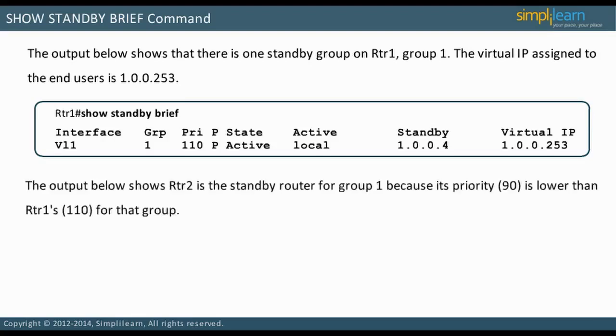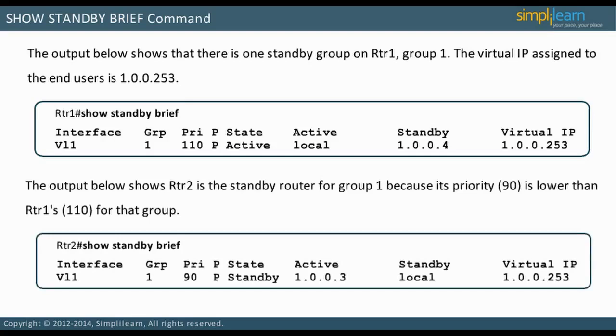Now let us look at RTR2. RTR2 is the standby router for Group 1 because its priority, 90, is lower than RTR1's, 110, for that group. The real interface that is serving as the default gateway and handling routing requests is the IP address of an interface on RTR1. Take a moment to review the output. In the next slide, let us discuss the show standby command.